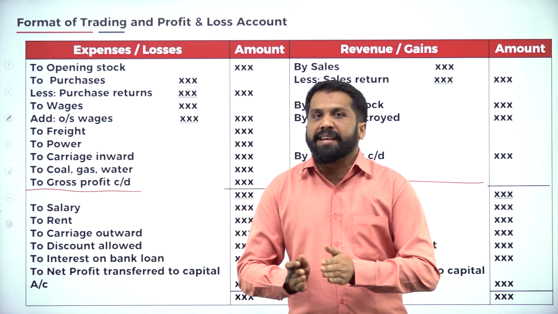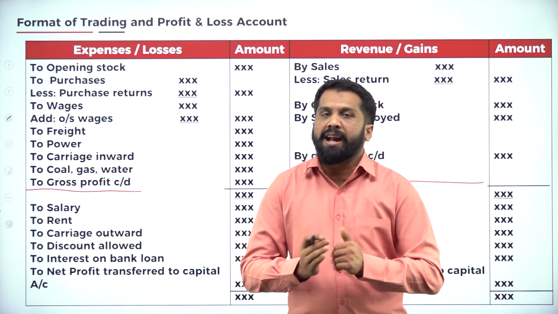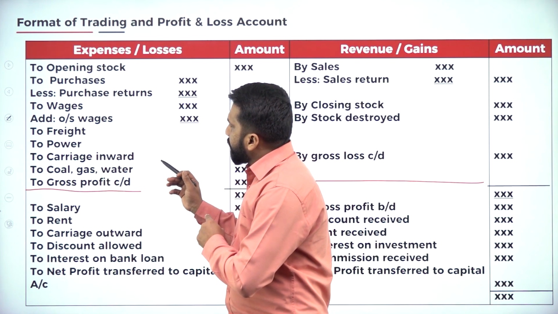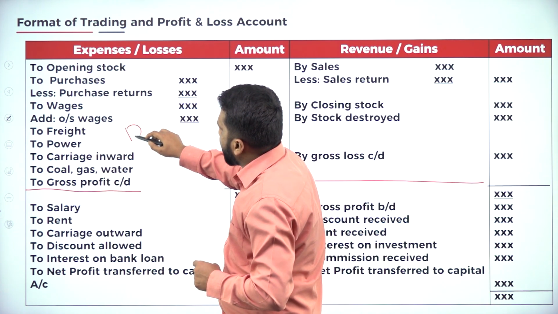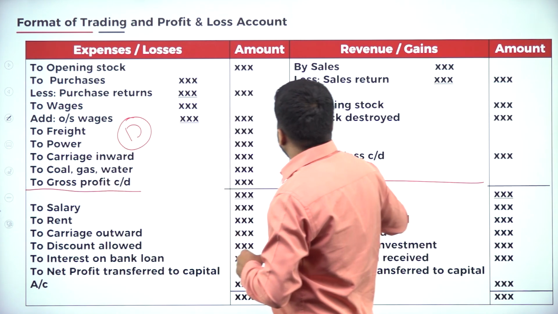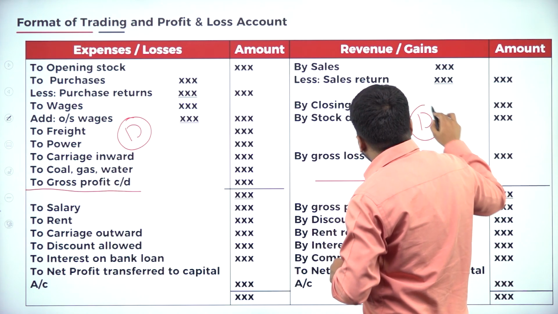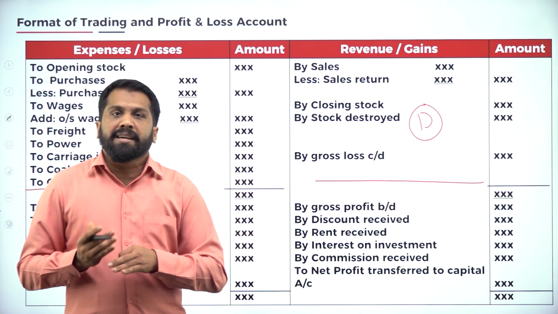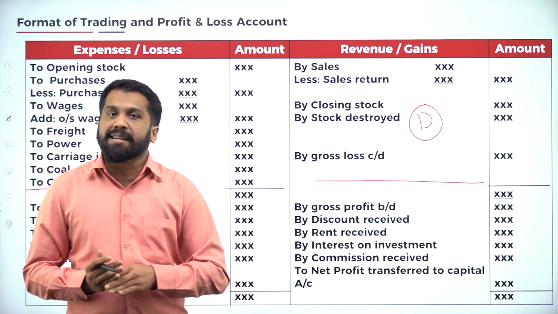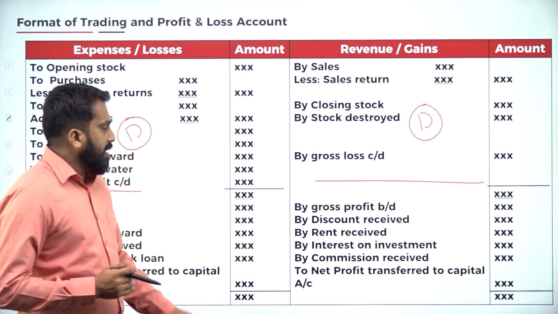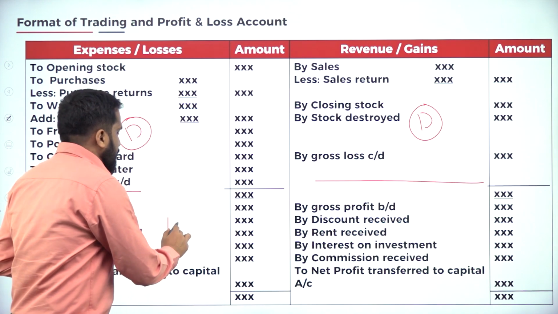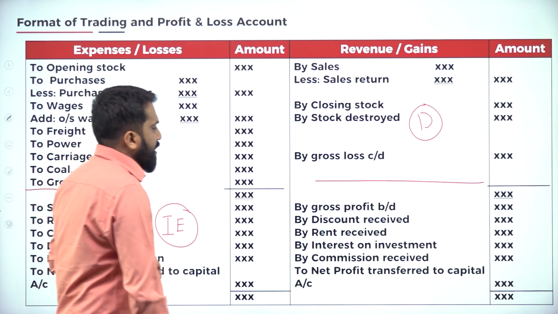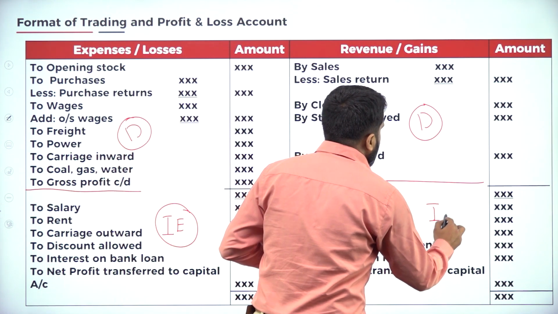Why do we bifurcate trading as well as profit and loss? The reason is very simple. In the trading, we take only direct expenditure, direct income. In the trading account, we consider only direct expenditure and direct income. Now, in the P&L, we consider indirect expenditure and indirect income.